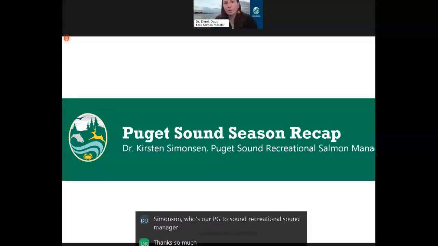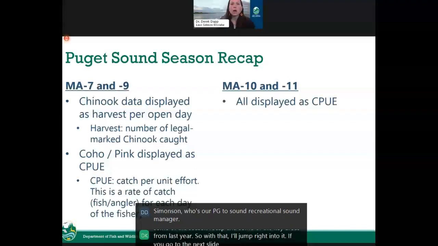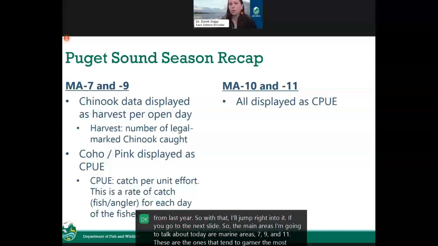Thanks so much, Derek. I'm going to walk through some of the season recap and some of the key areas from last year. So with that, I'll jump right into it if we can go to the next slide. So the main areas that I'm going to talk about today are Marine Areas 7, 9, and 11. These are the ones that tend to garner the most questions and the most interest, and so just wanted to walk through these.